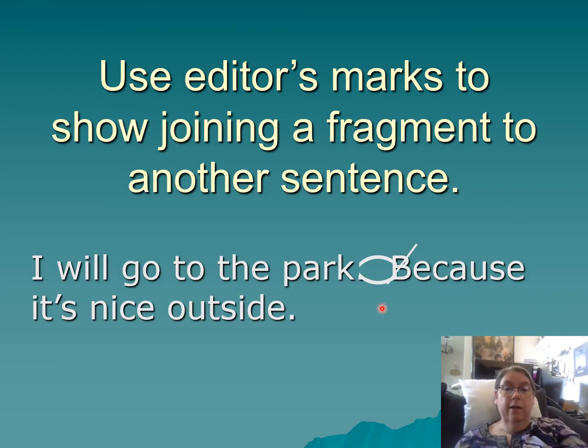And you can use editor marks if you were marking this on a paper, and you use two joining, looks like half circles here, and then you draw a diagonal line across the B to uncapitalize it. And when you put the joining circles in, you don't necessarily need to mark out the period, but you could cross out the period. And this says, put me together and make me one sentence.